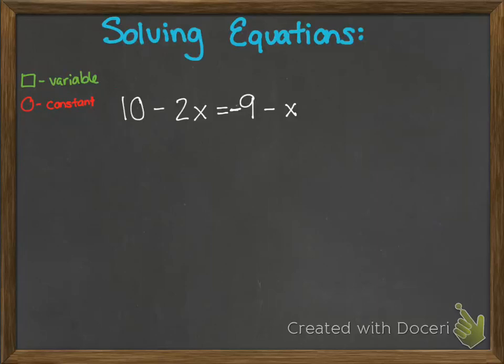Alright, so we are continuing with solving equations. We have an equation here that is 10 minus 2x equals negative 9 minus x. Now the first thing we need to do is identify what are variables and what are constants.